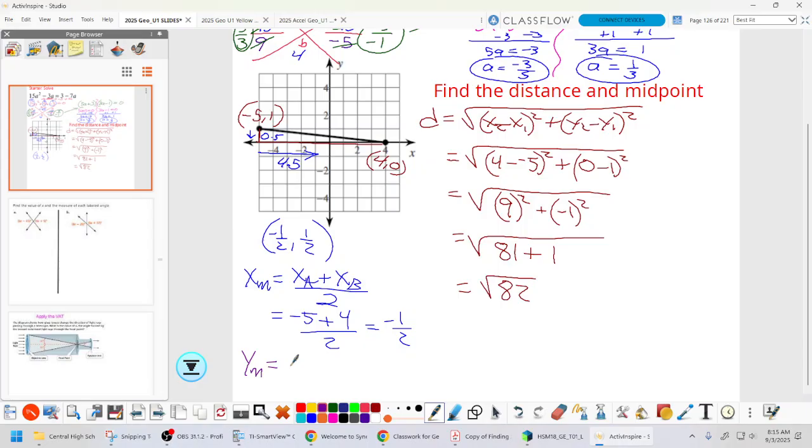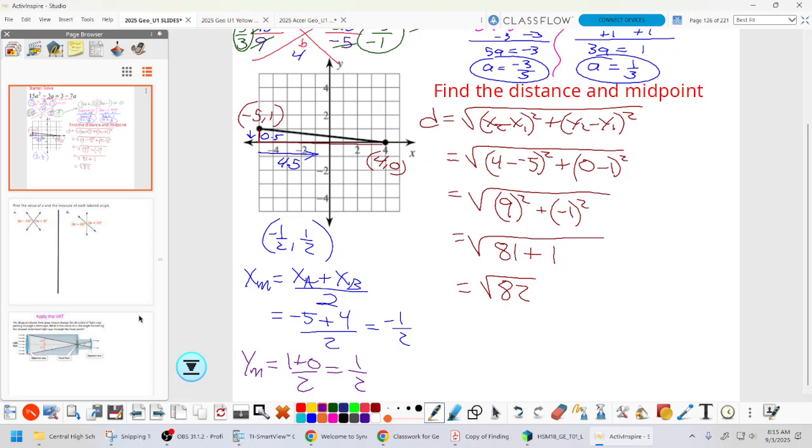Okay, same thing with the y's. I'm not going to rewrite this because it's the same. So we have 1 plus 0 over 2, which is just 1/2. Okay. So whichever way you like to do those, I don't care which way you do it. Be able to do it though. So, any questions on your warm-up?